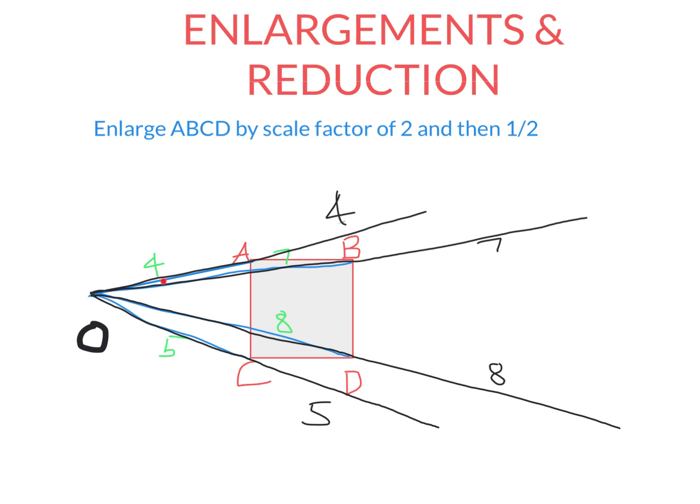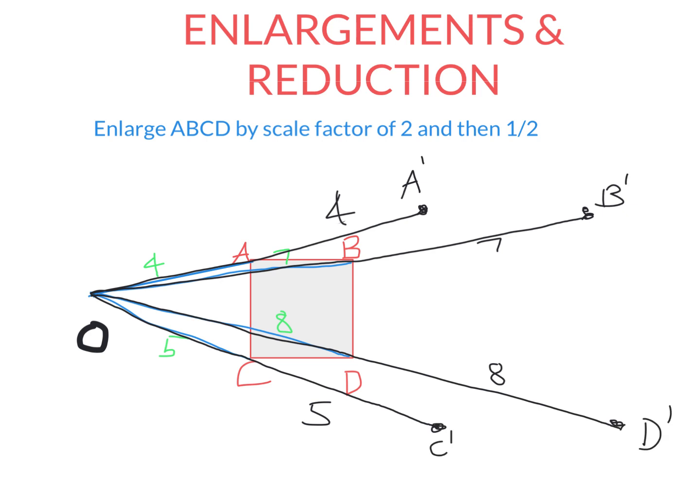What I've done here for A, this distance was 4, so I extend the line another 4, so the total distance is 8. So point A ends up here after the enlargement, and we denote this by writing A dash. That means the image of A. Similarly for B, it was 7. We extend the line, so it's another 7, so 14 in total. So point B moves here. We denote it B dash. And we do similarly for C and D.